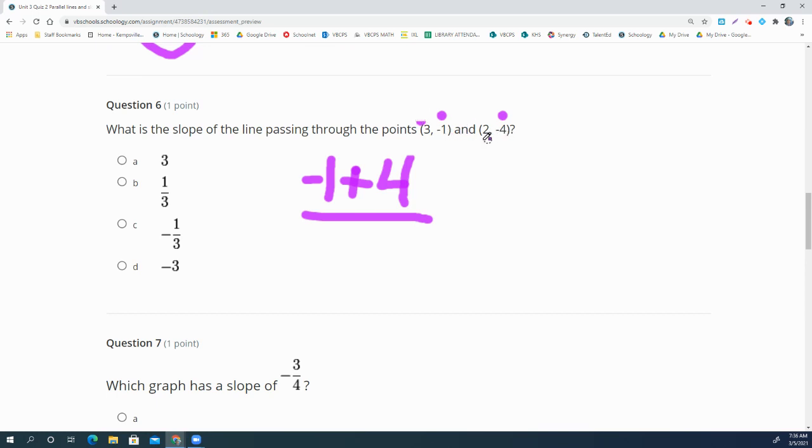So now 3 and 2, 3 minus 2. So what's the slope here? Yeah, 3 over 1, but I don't see 3 over 1 here. Yeah, or just 3. Okay.